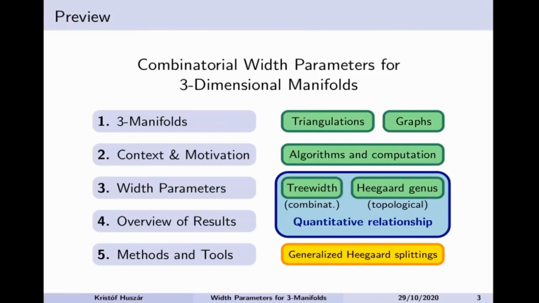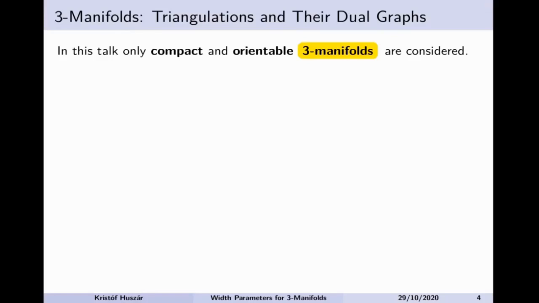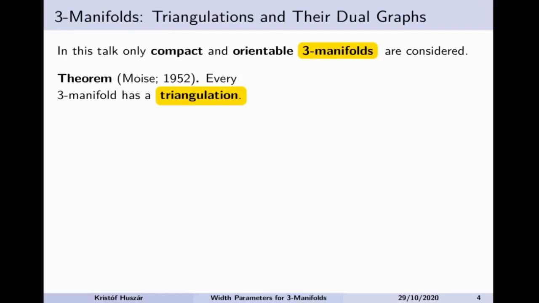So the main objects of interest in this research are three-dimensional manifolds. And as you know, a three-manifold is just a topological space that locally looks like our three-dimensional space. Now, in this talk, we only consider compact and orientable three-manifolds. And there is a classical result by Moise that every such three-manifold has a triangulation. And what do we mean by that?